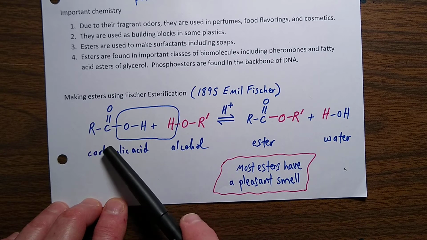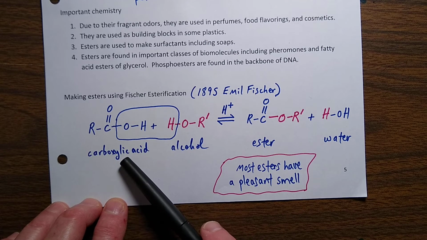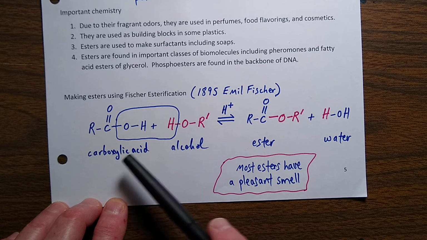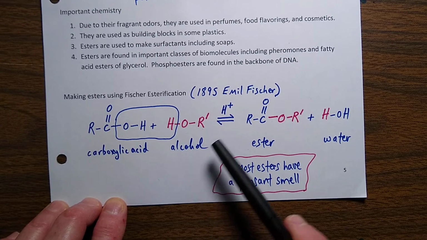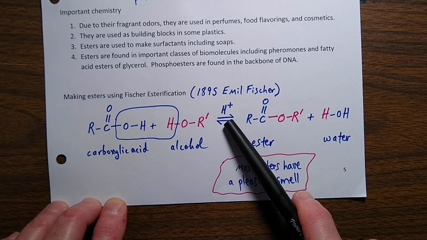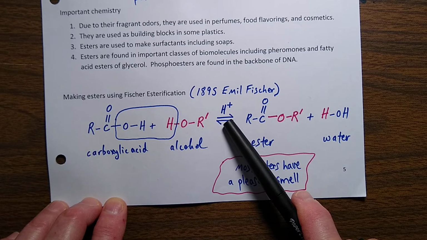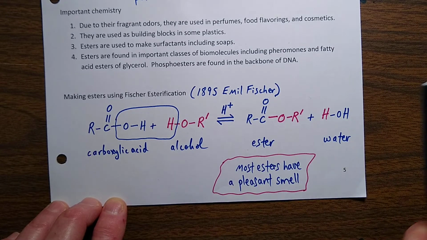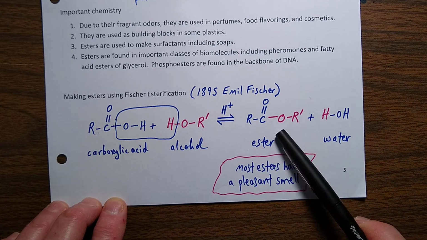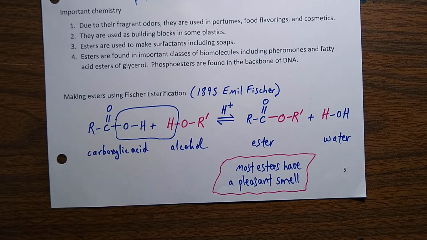You just mix pretty much equimolar amounts of carboxylic acid and alcohol, and it needs an acid catalyst. So we usually use sulfuric acid as a catalyst to kind of kickstart the whole reaction, and then you just essentially stir it for about an hour, and you get an ester and water, and it's pretty easy to purify.